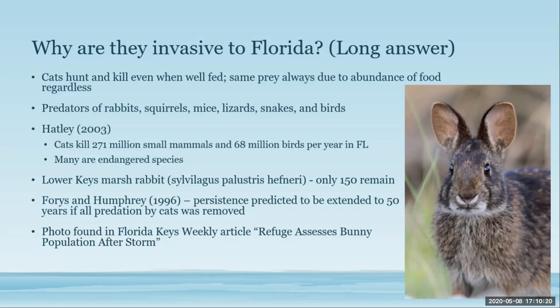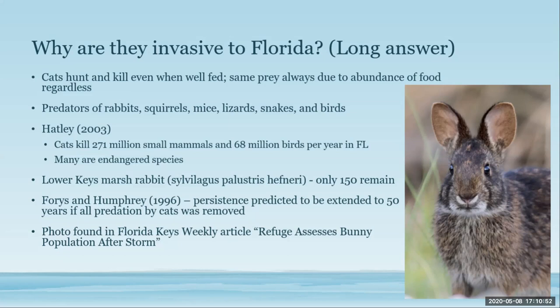Feral cats are predators to animals such as rabbits, squirrels, mice, lizards, snakes, and birds. There was a study conducted by Pamela Jo Hadley of Florida State University in 2003 that stated that cats kill an estimated 271 million small mammals and 68 million birds per year in Florida, only in Florida. So they kill almost 70 million birds in Florida. If we were to look at the bigger picture of the US, that would be an estimated few billion.